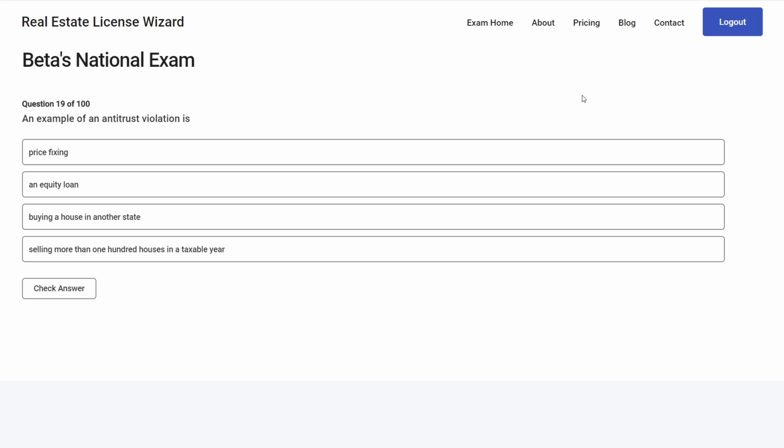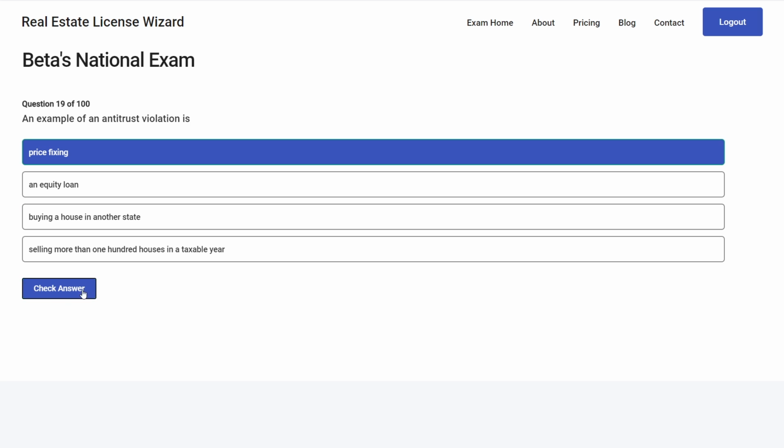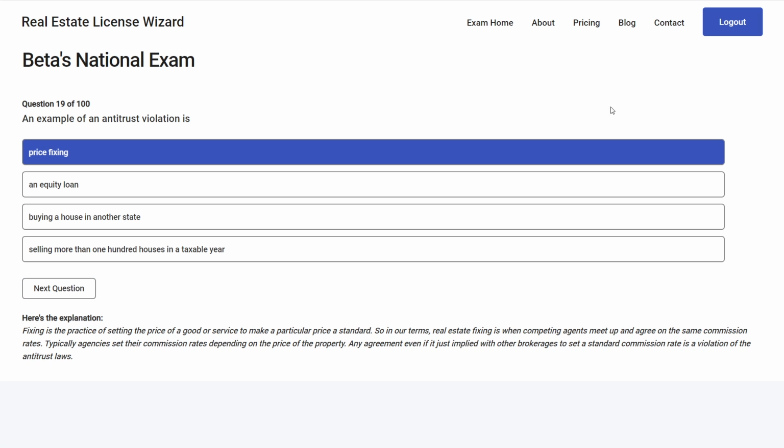All right, the correct answer for this one is price fixing. So, price fixing, or just fixing for short, is the practice of setting the price of a good or service to make a particular price a standard. So, in our terms, real estate fixing is when competing agents meet up and agree on the same commission rates.